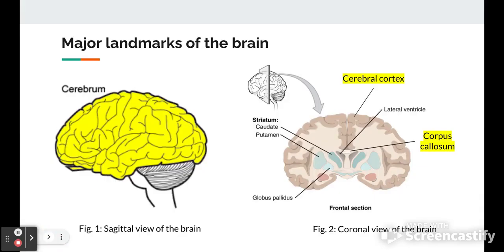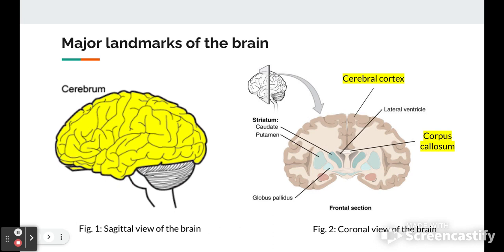So looking at Figure 1, we can see the side view of a brain. In neuroimaging, scientists call this the sagittal view. The part highlighted in yellow is the largest part of the brain, and it's called the cerebrum. The cerebrum is divided into a right and left hemisphere, which are connected by a bundle of nerve fibers called the corpus callosum. We can see the corpus callosum in Figure 2, which shows a slice of the brain front on. This perspective is also called the coronal view.